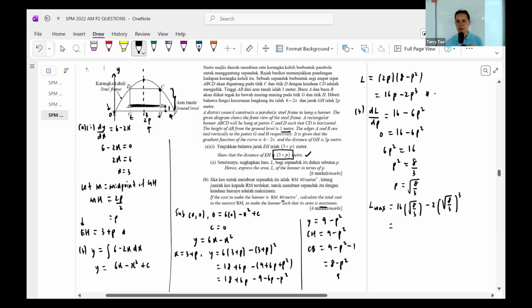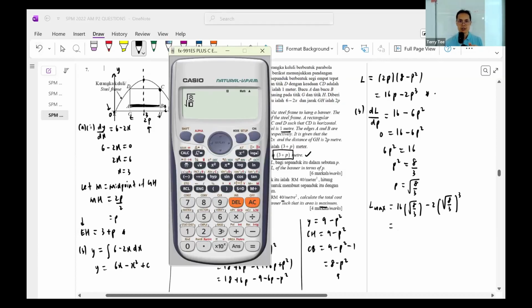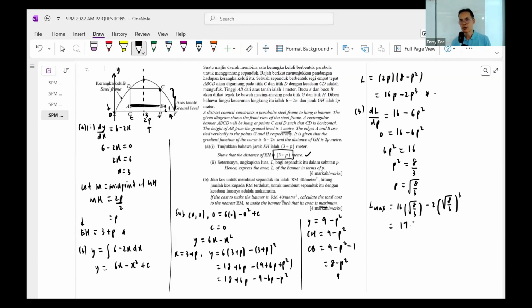Okay, I'm going to type this in my calculator. Root of 8 over 3. You can press equals. The calculator will save this as an answer. So 16 times answer minus 2 times answer cubed. You will get this value. Okay, we just change to decimal, 17.42, right? 17.42 in square meters.